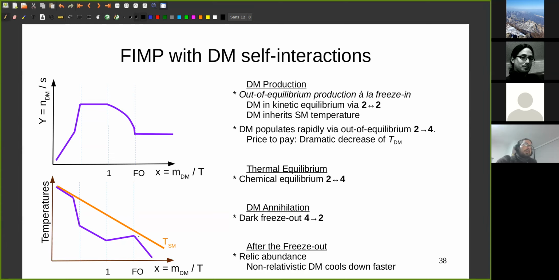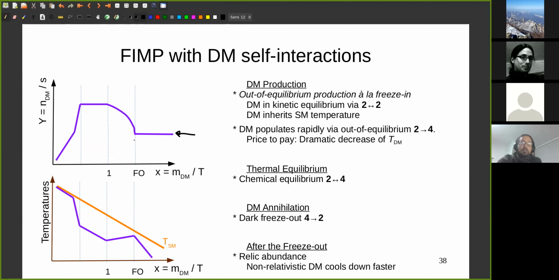And at some point, after dark matter freezes out, you go out of equilibrium, and you reach the observed dark matter abundance. And then the dark matter is not relativistic, out of equilibrium, so it cools down much faster, like 1 over the scale factor squared, right? So this is just a sketch. I don't know if there is a question at this point.